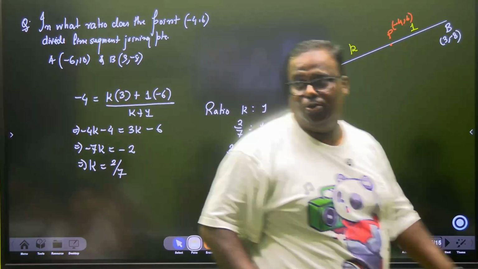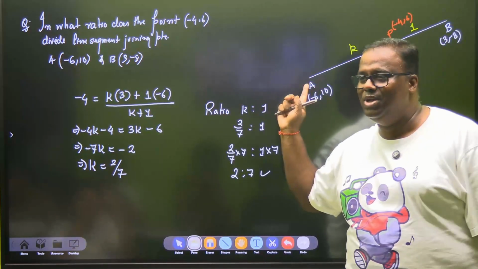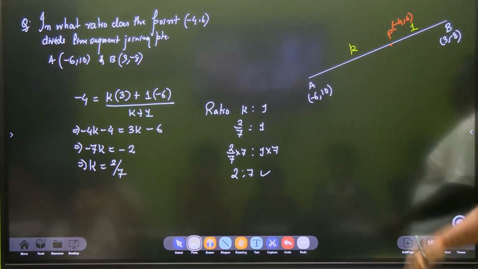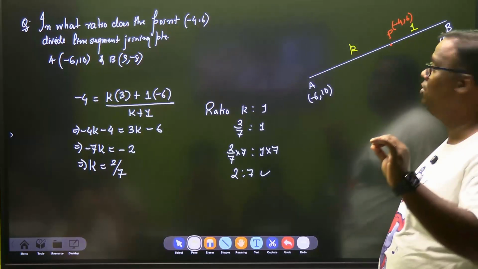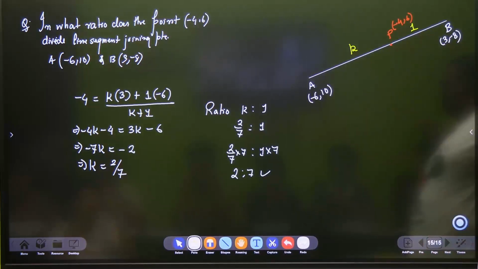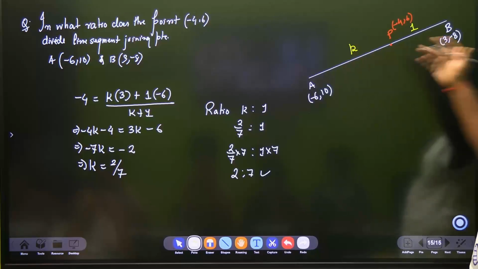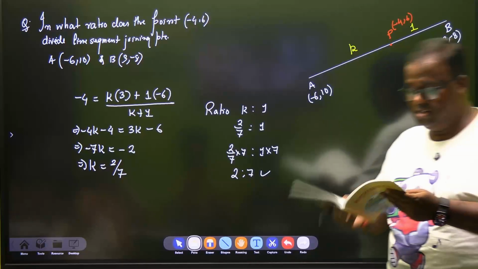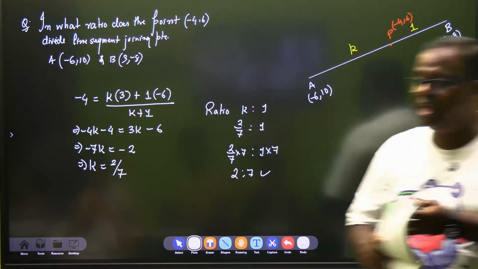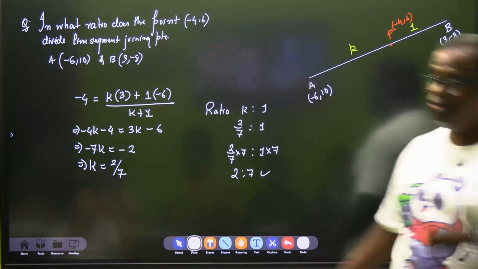You have not touched the y coordinate. But if you do m:n, you have to touch the y coordinate also. So whenever a problem tells you to find the ratio, like an idiot, don't say m:n. If you do m:n, the answer will come, but it takes longer. The book has actually solved it by m:n. See, doing m:n becomes so long, because you have to do it for x and for y also. They have shown the alternate also.